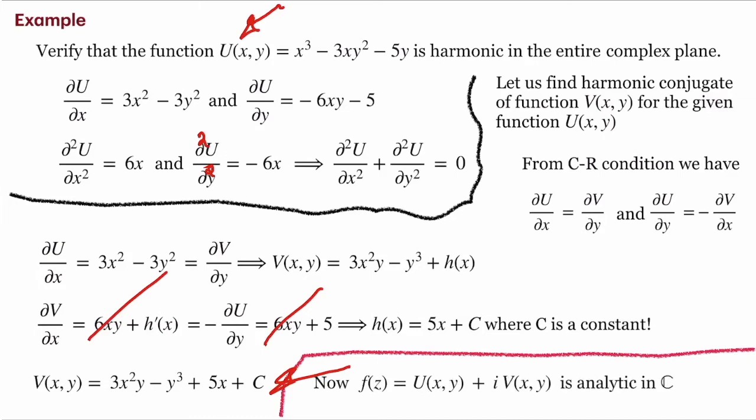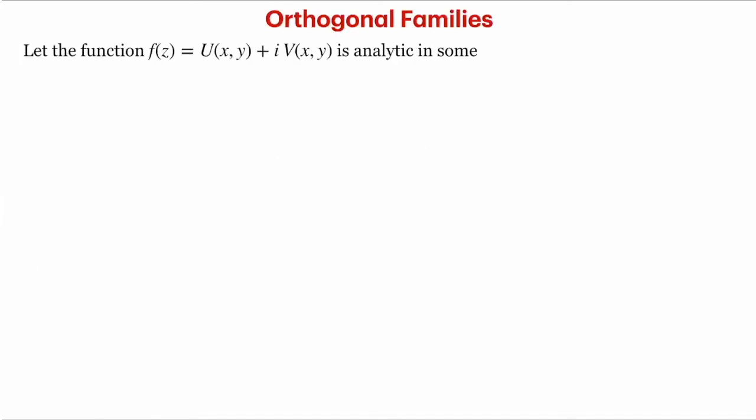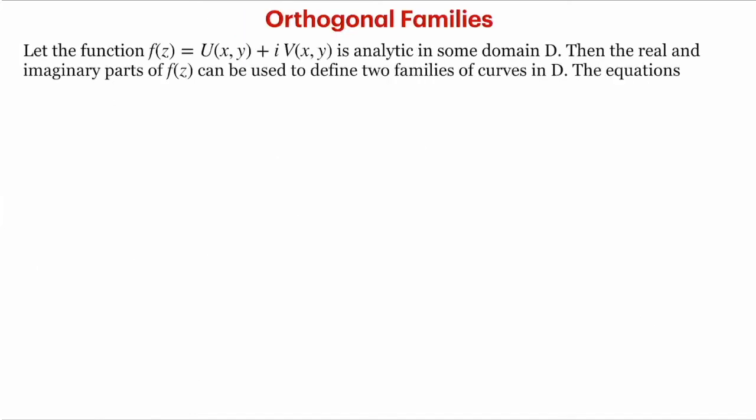Of course, this harmonic conjugate is unique up to a constant, the added constant that we have seen here. Now let's flip around the roles of u and v. Instead of calling the function u, we can call it v as well and proceed to solve in the same manner. Let's say you have a function f(z) equal to u(x,y) plus i v(x,y), which is analytic in some domain.